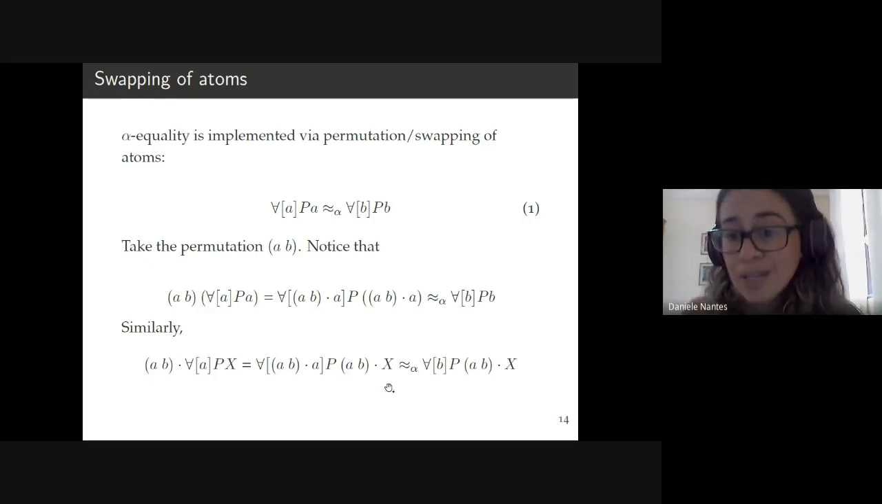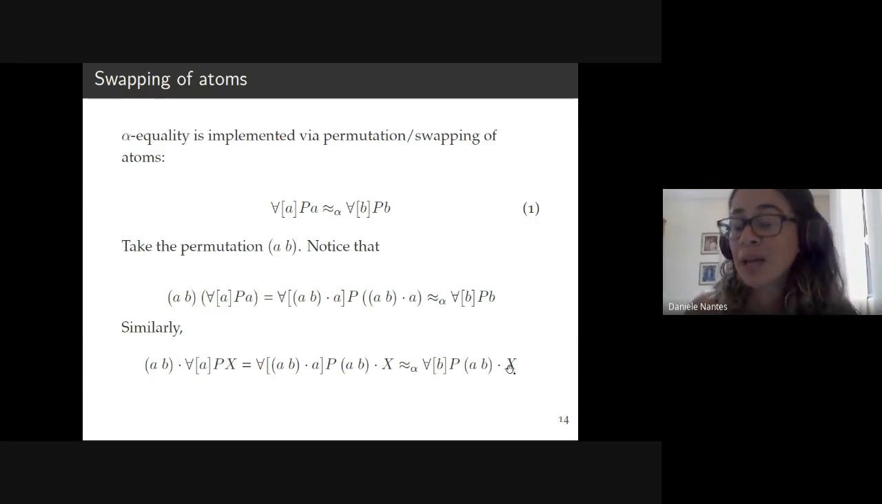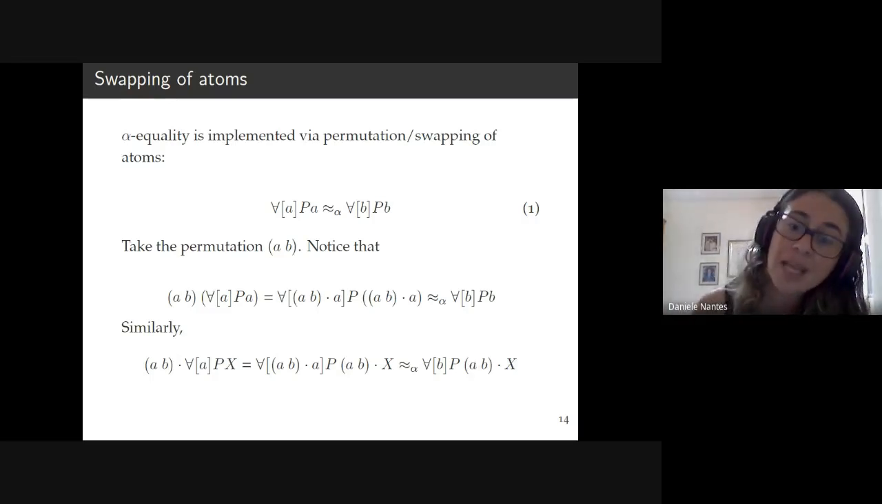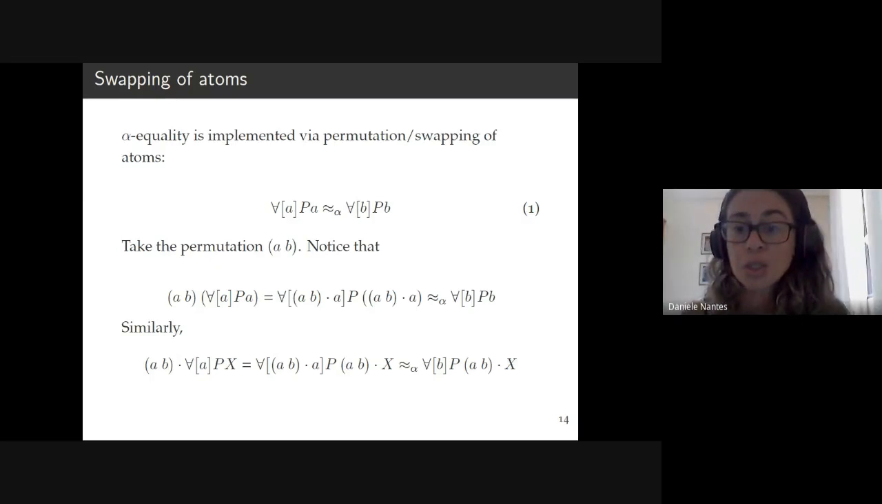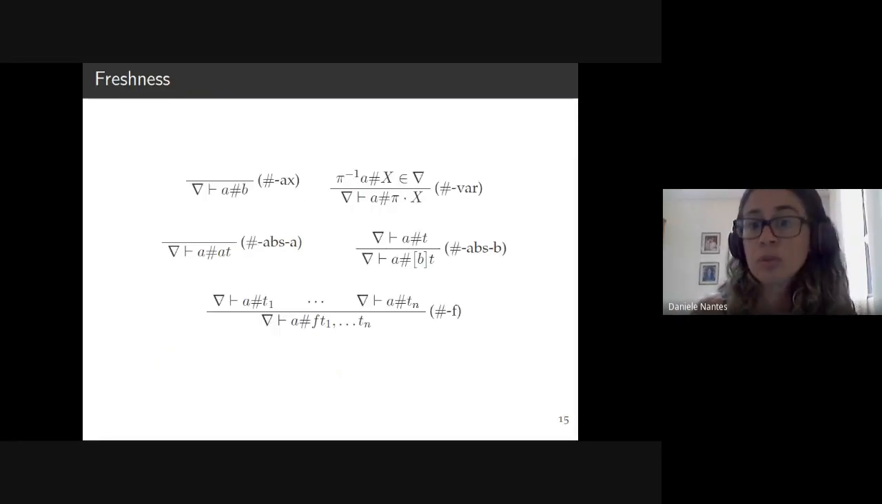But you don't know what you have in X, okay? So this is what I called in the language the suspension. I have this permutation suspended in this variable. And when this variable is going to be instantiated, I'm going to execute the permutation and then check if the resulting term is alpha equivalent to for all B, PB, for instance. Okay? So all these things that I said here can be implemented by a set of rules.